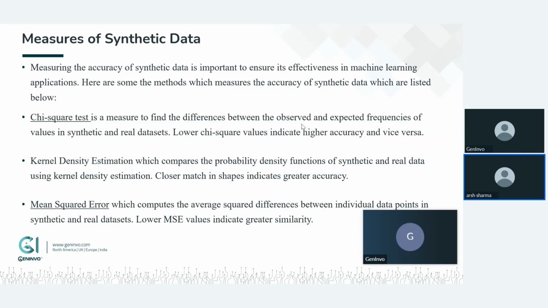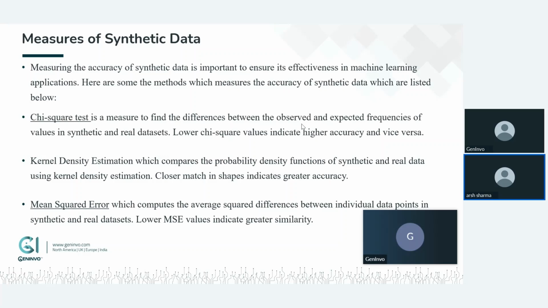One of these is the chi-square test. It is a measure to find the differences between the observed and the expected frequencies of values in synthetic and real data sets. It means how much deviation is there. So this is my real data set, and this is the one that I have synthetically created. What is the difference between the expected frequencies? The lower chi-square values indicate higher accuracy and vice versa. The less the difference in the frequencies, the more the accuracy. The more the difference in the frequencies, the lesser the accuracy.